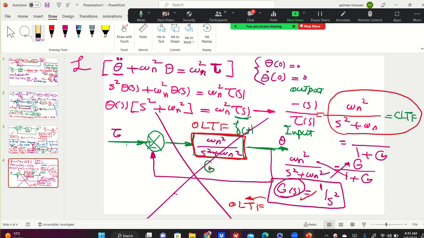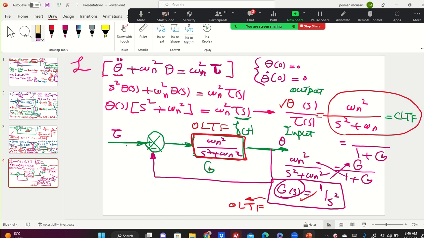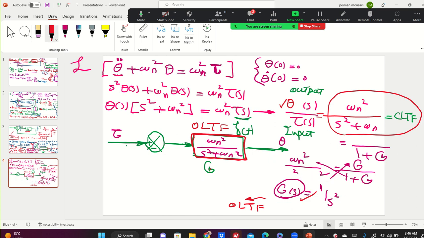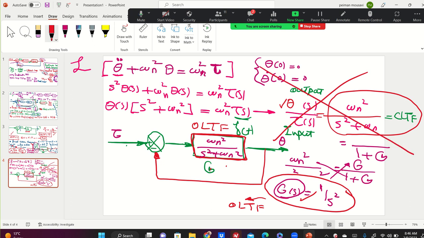No, no. You mean this? No, never go there. Never. Okay? Understand? What do you mean? I'm saying put the open loop transfer function here. Do not put the closed loop transfer function here. Okay? Do not.